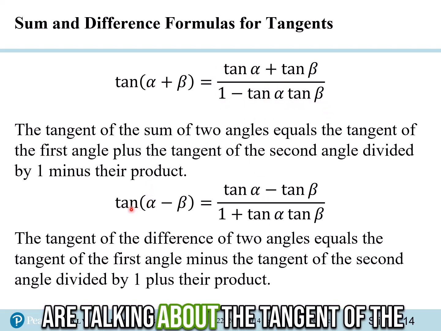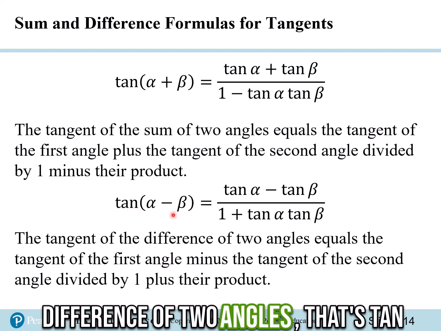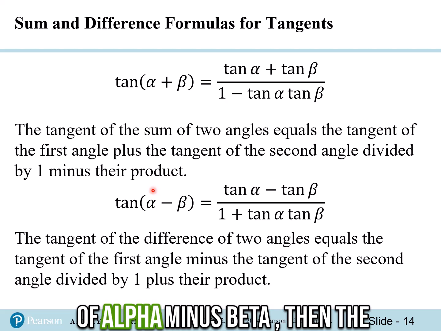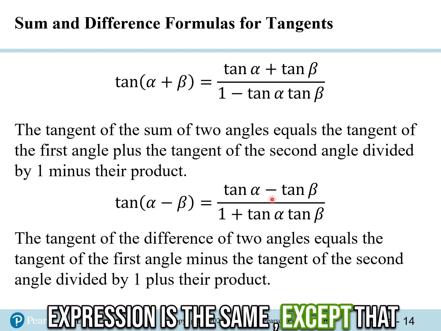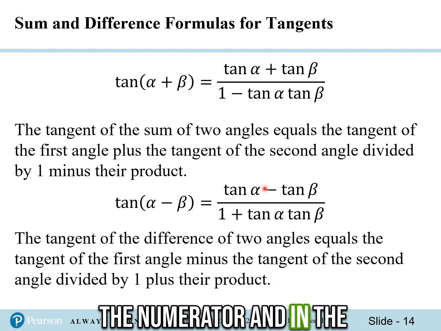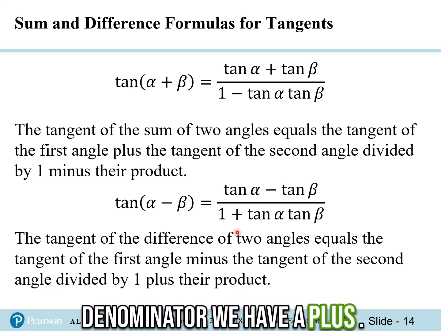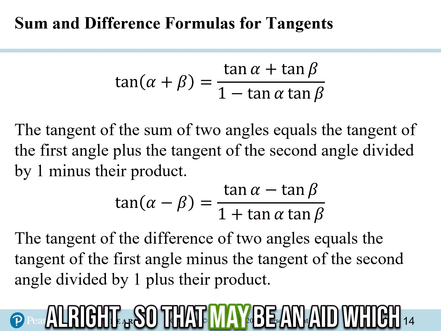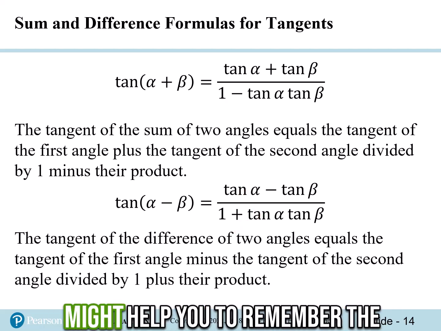When we are talking about the tangent of the difference of two angles, that's tan of alpha minus beta, then the expression is the same, except that instead of a plus, we have a minus in the numerator, and in the denominator, we have a plus. All right, so that may be an aid which might help you to remember the formulas.